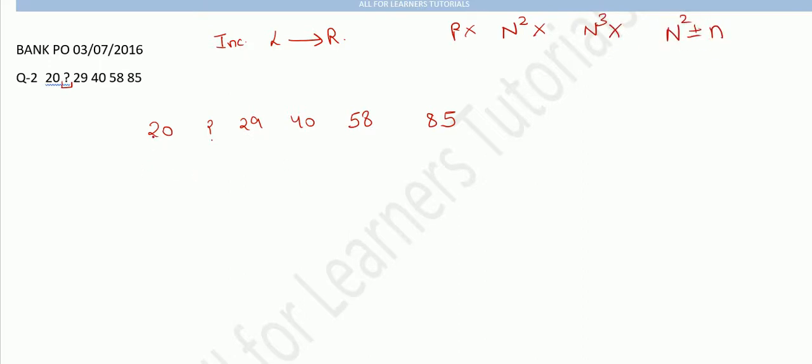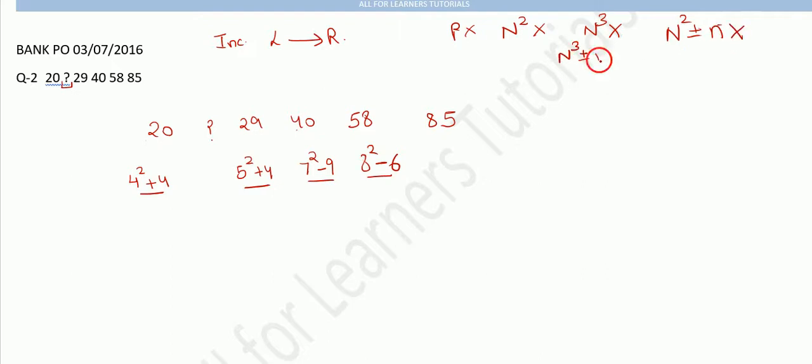Just check this thing. 16, the nearest square is 16, right? So just check it. This is 4 square plus 4. This is 5 5s are 25 plus 4. 7 7s are 49 minus 9. 8 8s are 64 minus 6. Okay, so no series we are getting, right? So this is not even an n square plus minus n series.